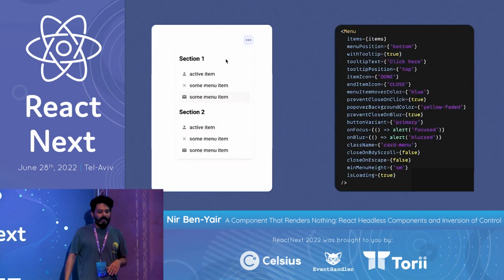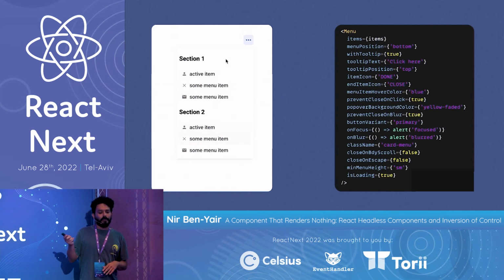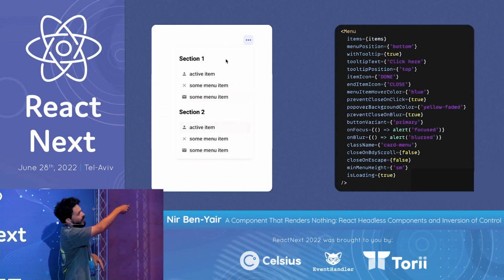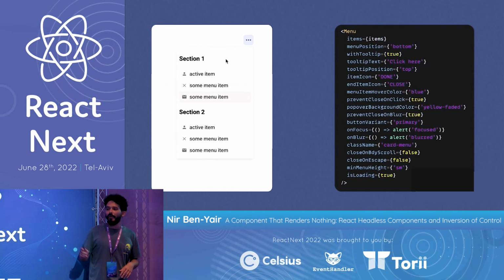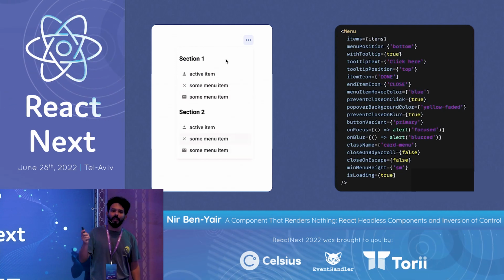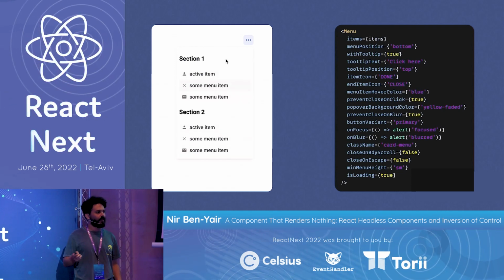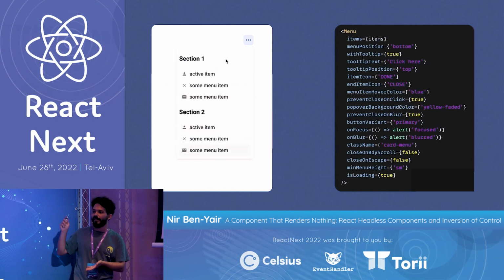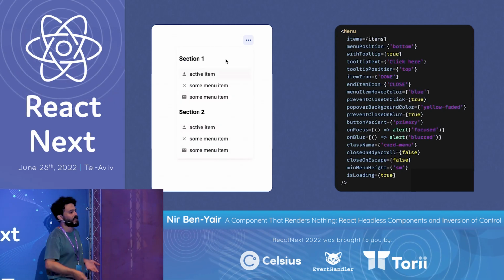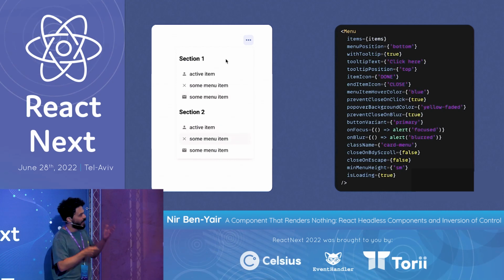So that's one. And the second thing is my menu, the code of the menu component looks bad from the outside. Imagine how bad it looks from the inside because of all of those props. The render method is so long and so complex and has so many ifs because I need to support so many use cases.